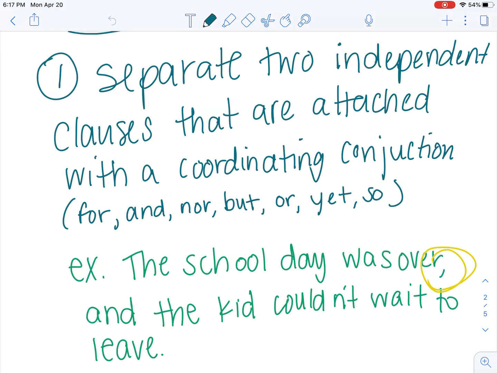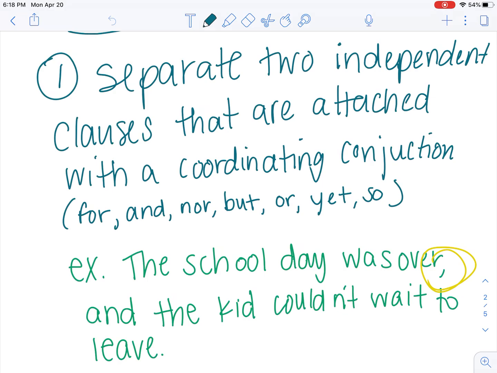So words like for, and, nor, but, or, yet, and so. If you ever learned the acronym FANBOYS, those are coordinating conjunctions. So for example, if I wanted to say the school day was over and the kid couldn't wait to leave, I'm going to put a comma before and, because if I say the school day was over, that could be a sentence on its own. And if I say the kid couldn't wait to leave, that could be a sentence on its own. So I can say the school day was over, and the kid couldn't wait to leave, and I'm going to want a comma there.